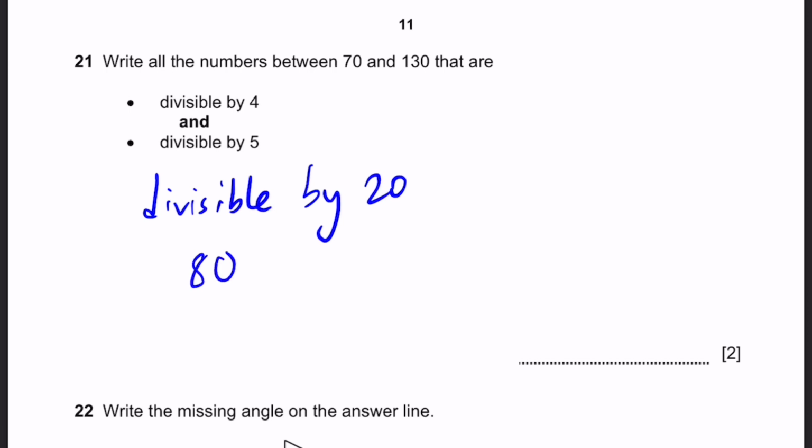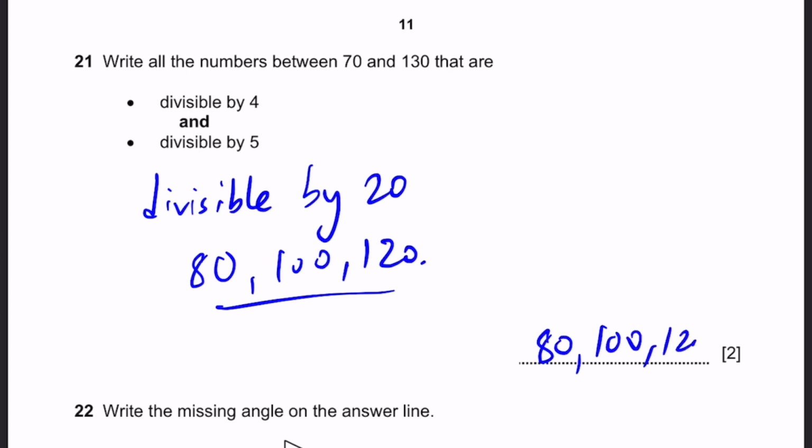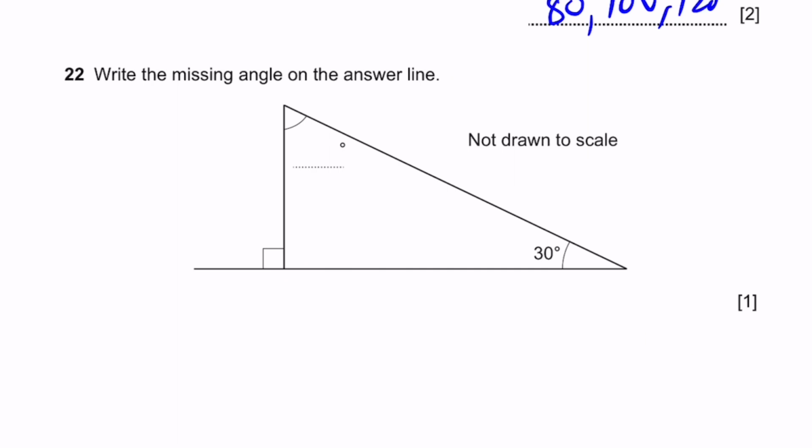That'll be 80, 100, and 120, because it has to be within the limits of 70 and 130. That's the answer. Question 22.